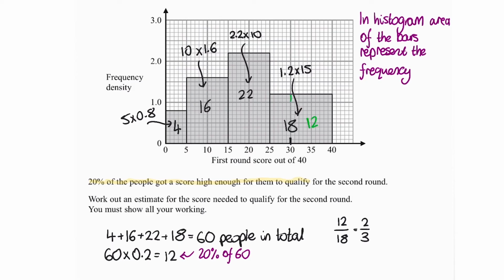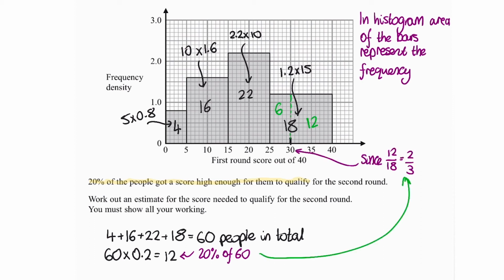However, this little bit here, going down from this cutoff that we worked out, is going to be 12. And this bit here is going to be 6. So bringing that all together, the qualifying score for the second round is 30. Because we're told that 20% of the people got a high enough score, and 20% of the people is 12, the top 12 people got a score of above 30. So that's our estimate for the score needed.